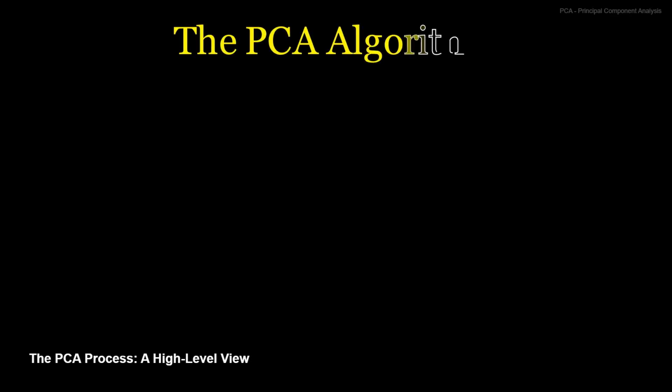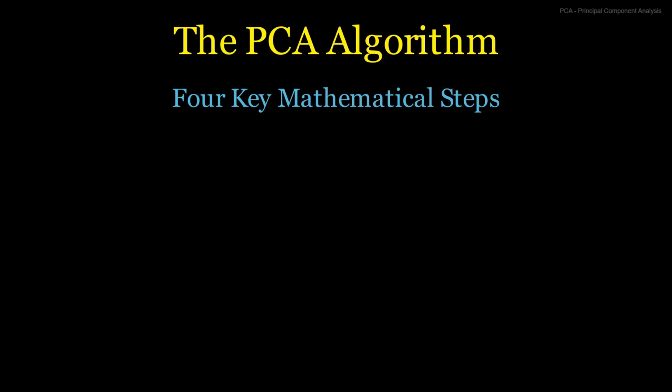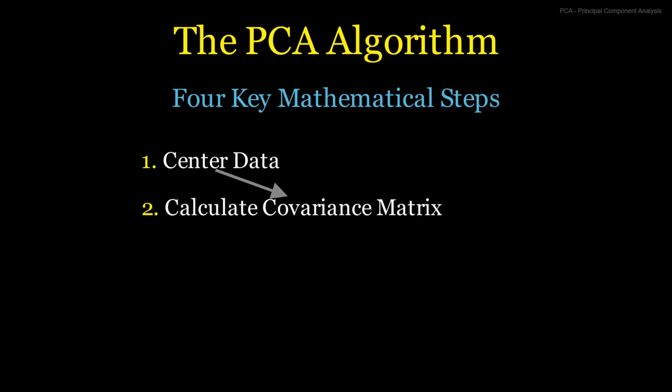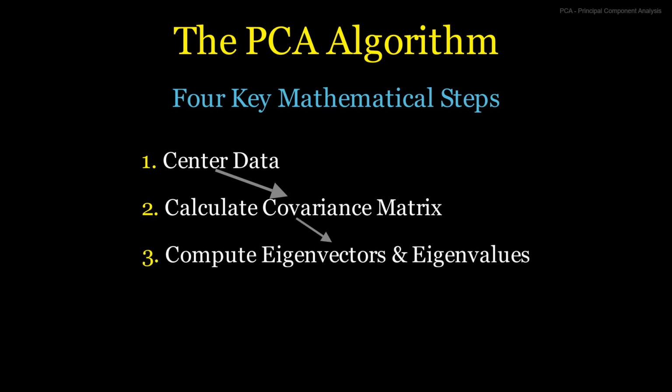So, how do we actually find these principal components? The PCA algorithm typically involves a few key steps. First, we center our data. Then, we calculate the covariance matrix to understand relationships between features. Next, we compute the eigenvectors and eigenvalues of this matrix, which are the heart of PCA. Finally, we project our original data onto the chosen principal components.